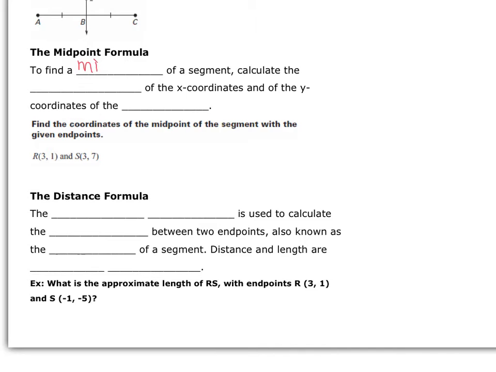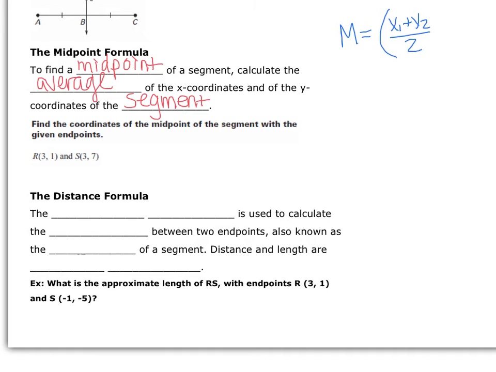So to find a midpoint of a segment, you're going to calculate the average of the x-coordinate and of the y-coordinates of the segment. So like I said, this is a formula on your star chart, so you don't have to worry about memorizing it. The midpoint formula is you add your x's and divide by 2. So that's the average. Do you see here over here it said calculate the average.